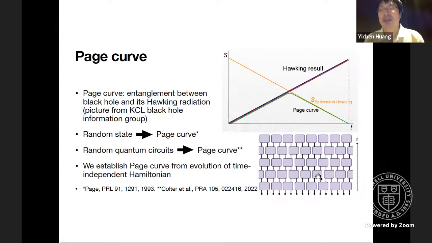And our results can be interpreted as the appearance of the Page curve. That's the maximum entropy from the evolution of a time-independent Hamiltonian. Because entropy thermalization just means that the entropy is almost maximal, or we get the maximum entropy principle out of the dynamic evolution. In this sense, we establish the so-called Page curve from the evolution of a time-independent Hamiltonian.